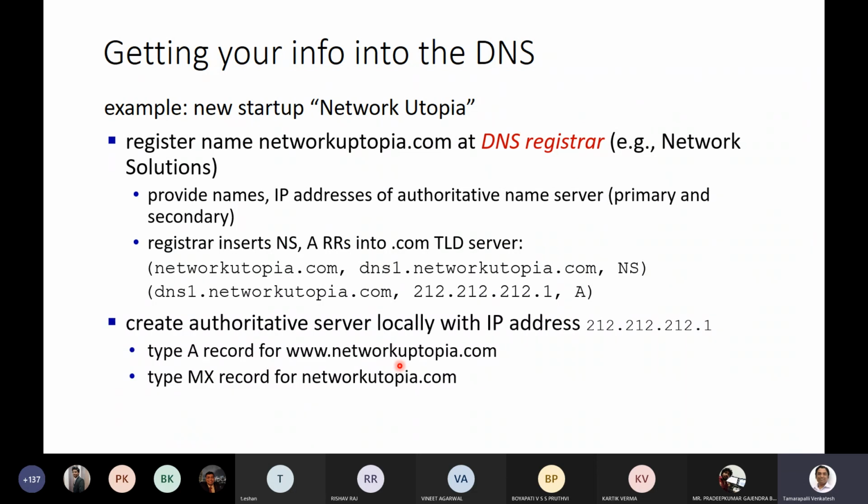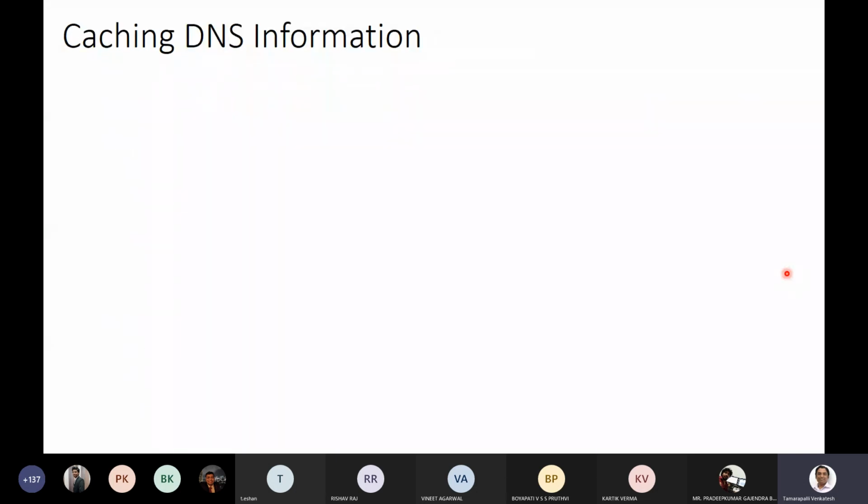Okay, and then you also have to create an authoritative server locally with all the IP addresses and keep the A record, and if necessary, if you have a mail server, then you can also store the MX records for the necessary servers. Okay, I'll stop here and then maybe we can continue in the next class.